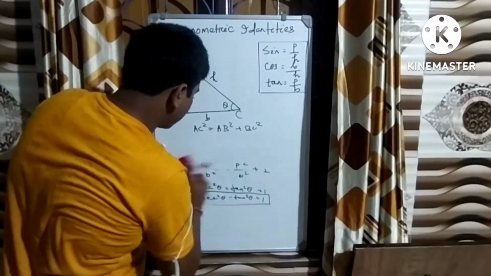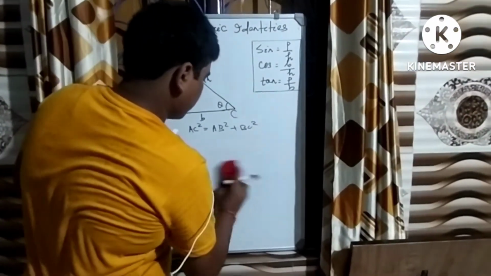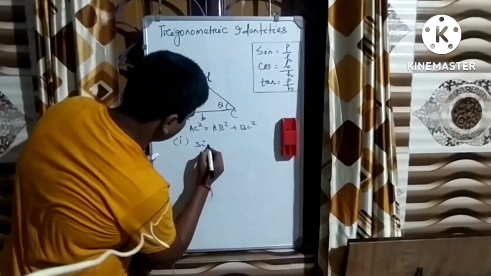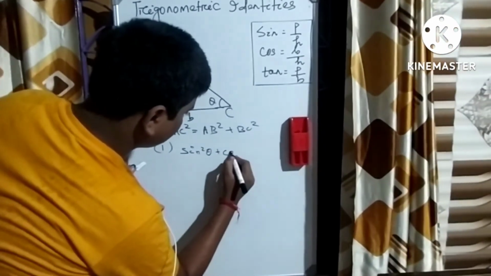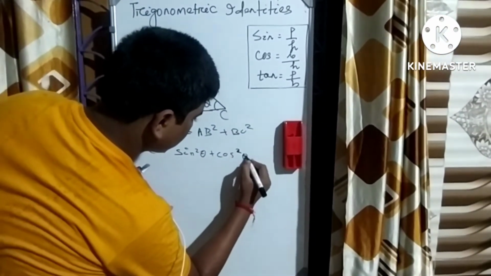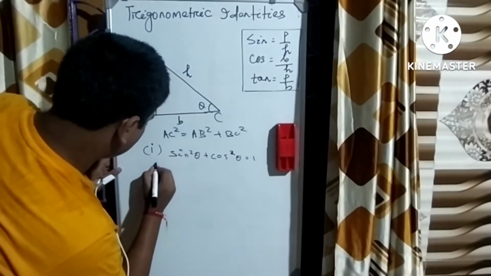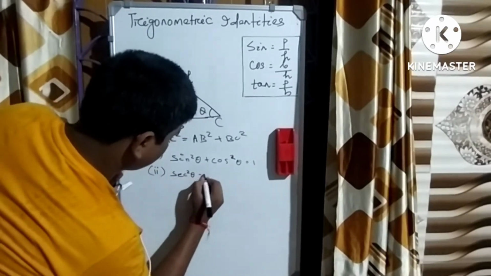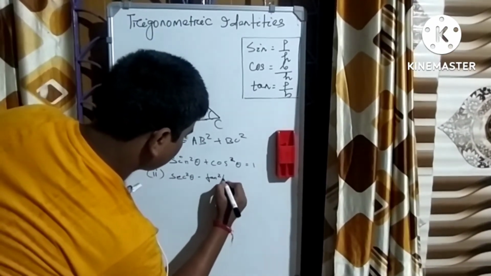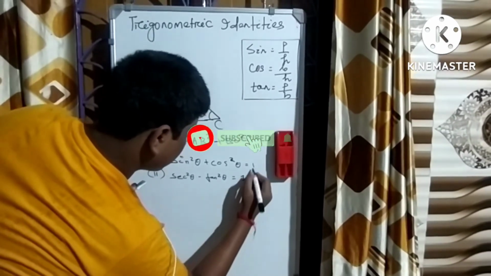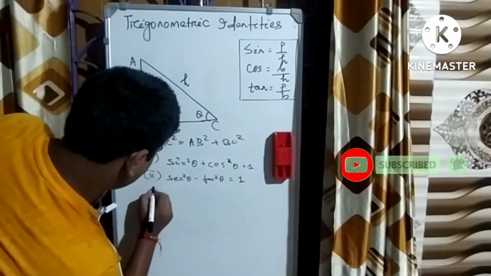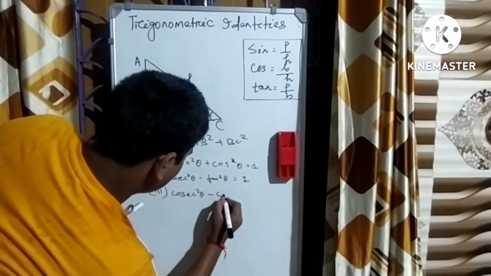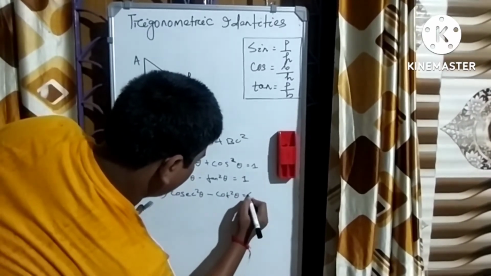So here we have discussed three formulas. They are, first is sin square theta plus cos square theta is equal to 1. Second is sec square theta minus tan square theta is equal to 1. Third is cosec square theta minus cot square theta is equal to 1.